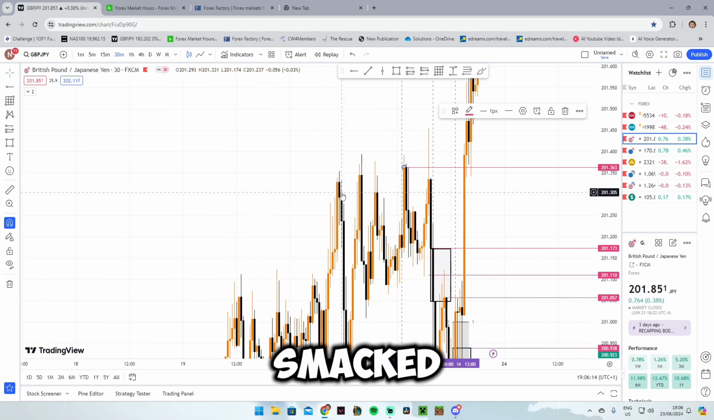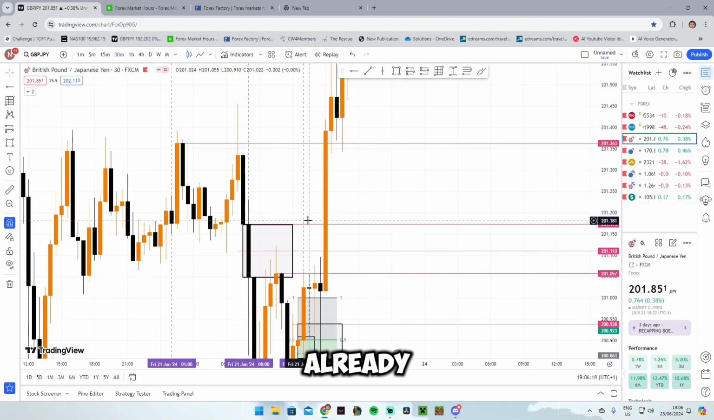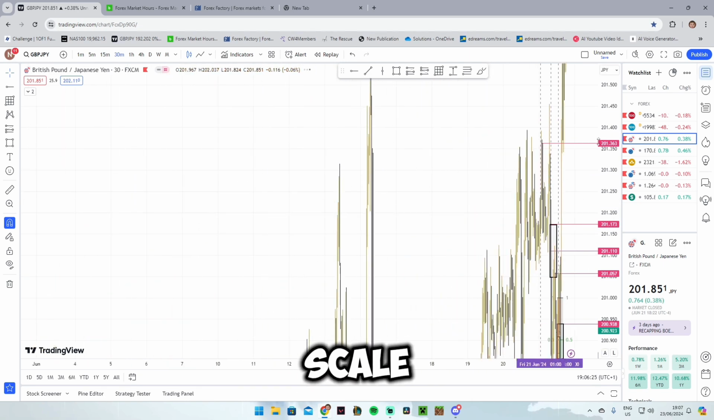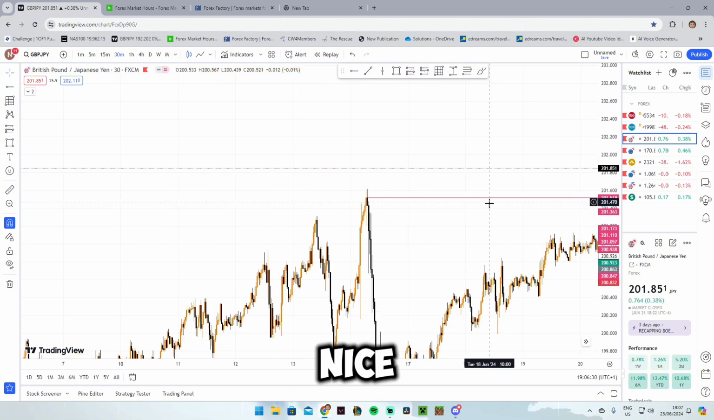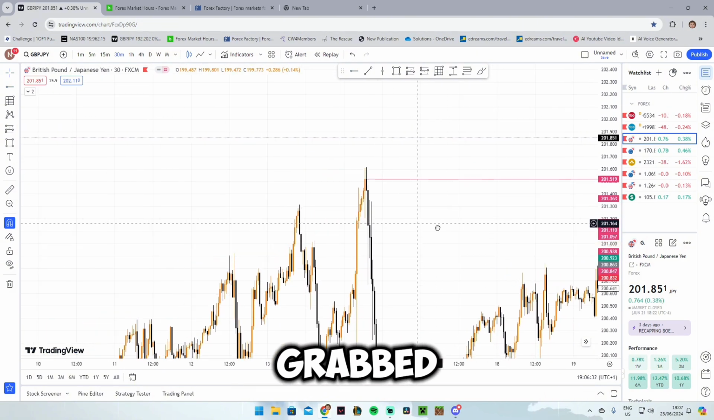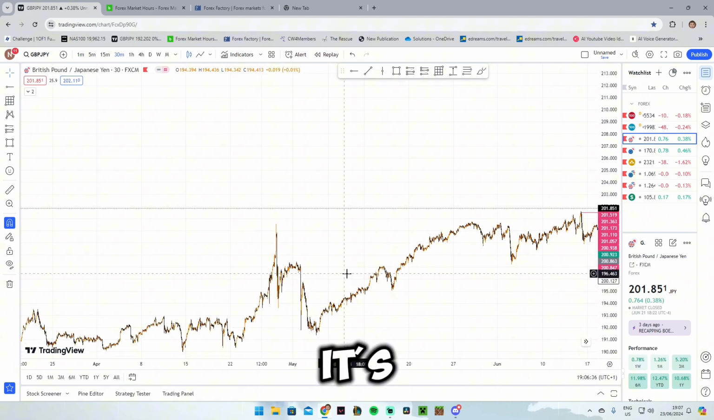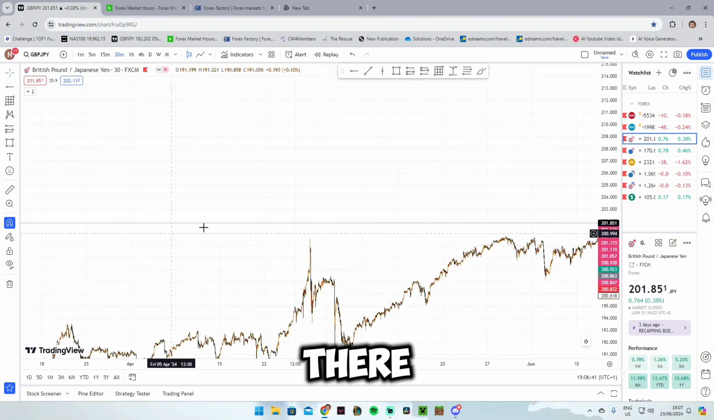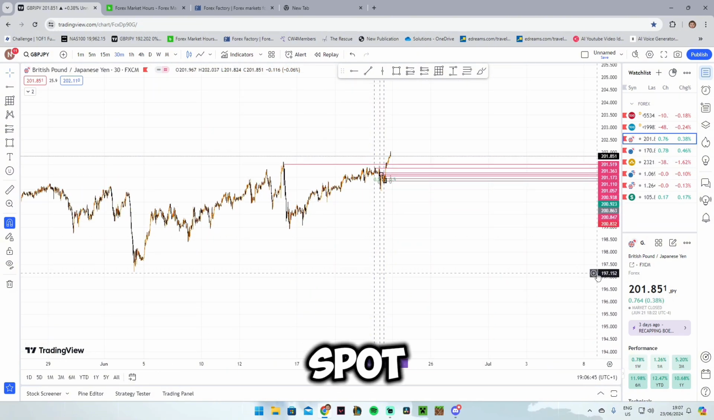Take this one out and use all this. This would have got smacked. And if these aren't looking great, let's say price was already here and this was the next draw on liquidity. You didn't want that and this wasn't here. Just scale out. Boom. Wow. This is a nice spot of liquidity to get grabbed. Scale out even further. It's not much to scale back even further, but I'm sure there's something back there to be used as a spot of liquidity.